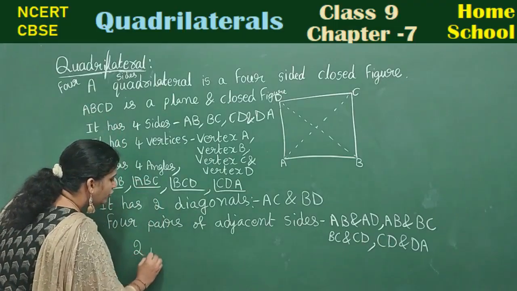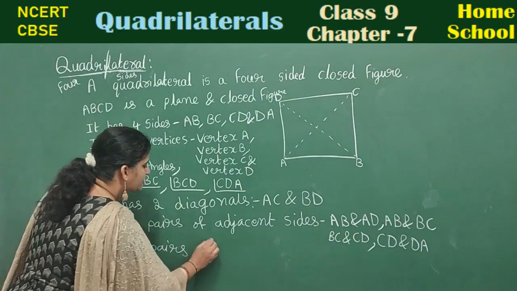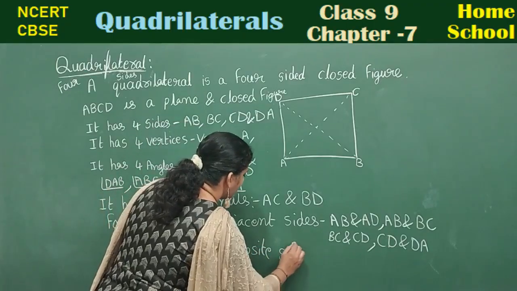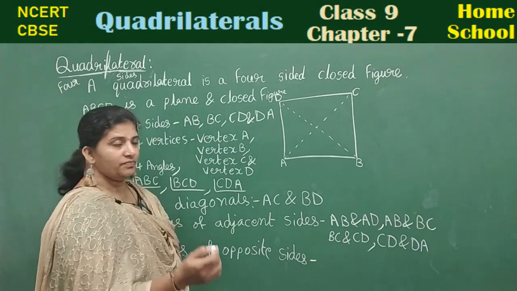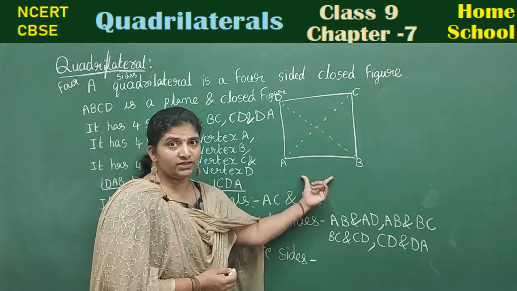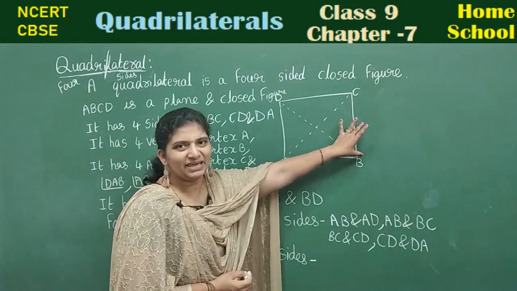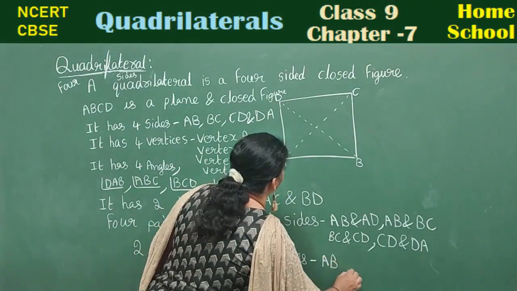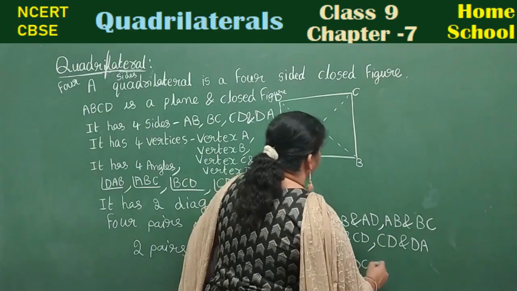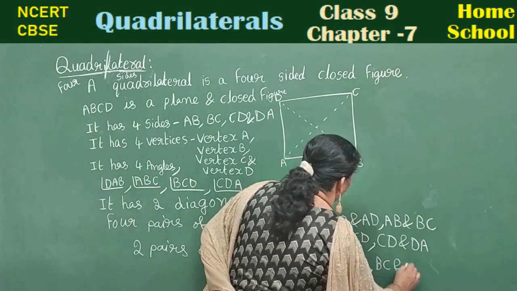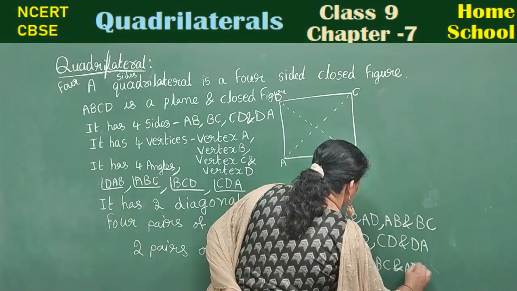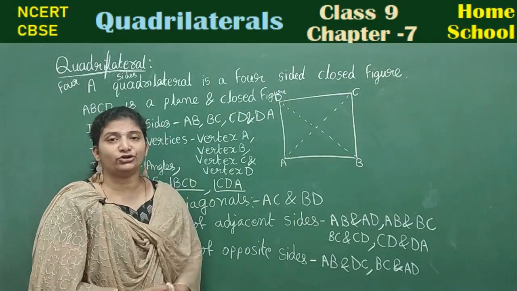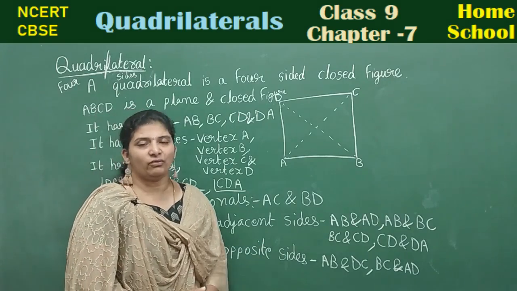And 2 pairs of opposite sides it has. How many? 2 pairs of opposite sides a quadrilateral has. What are those, children? AB is opposite to DC. BC is opposite to AD. So, 2 pairs, what are those? AB and DC, BC and AD are the 2 pairs of opposite sides a quadrilateral has.